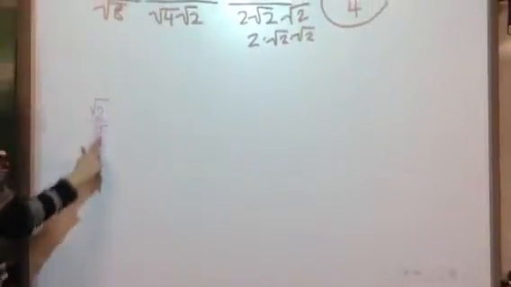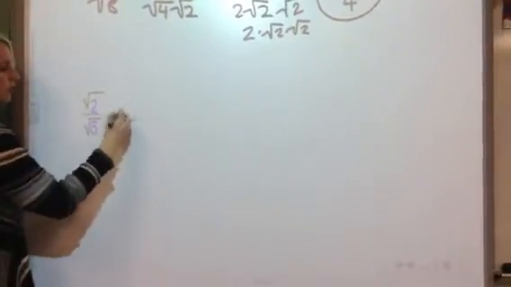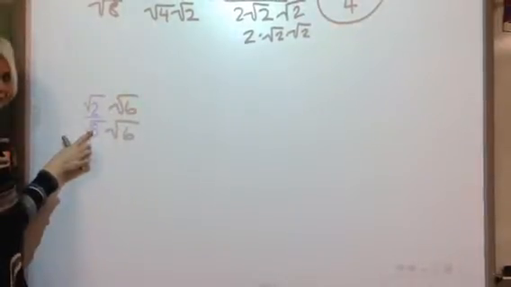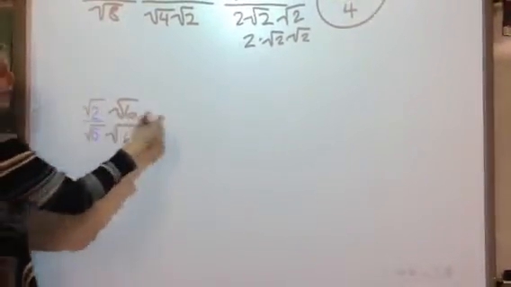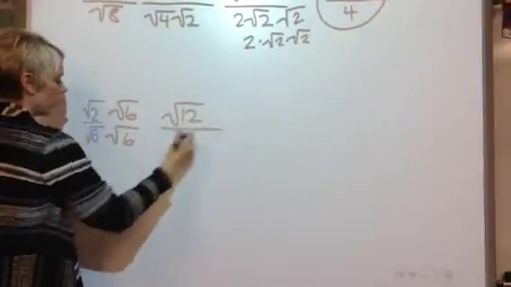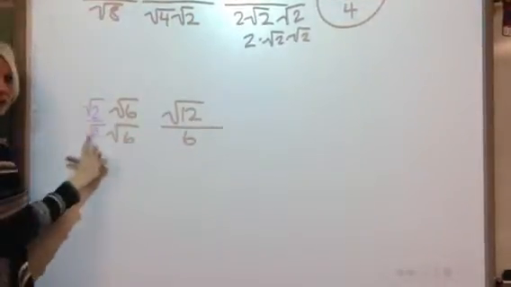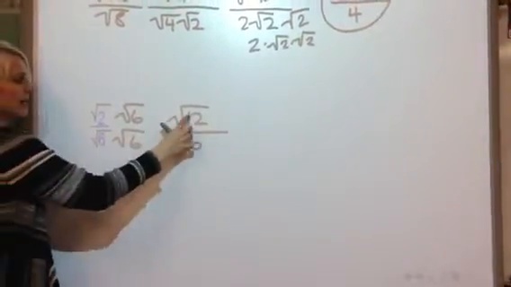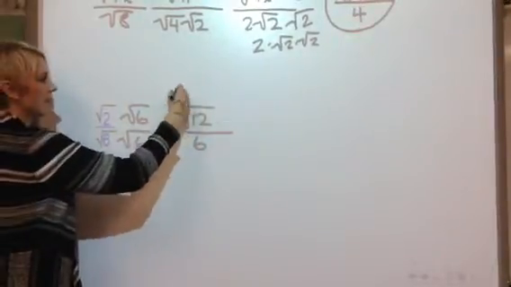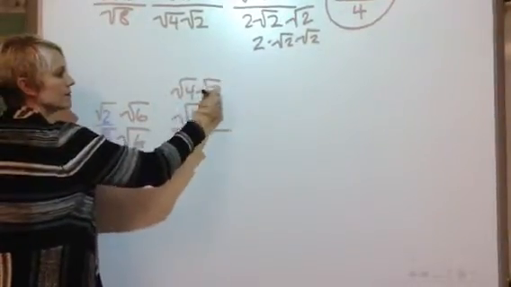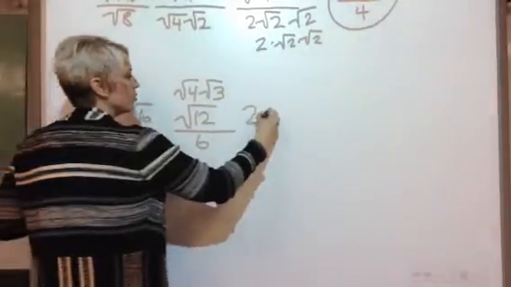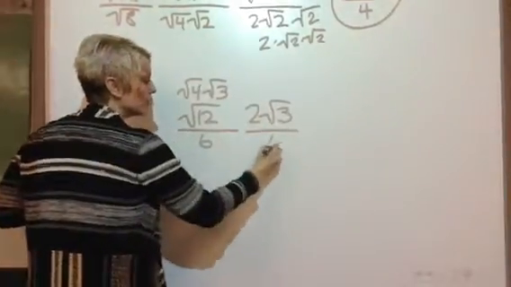We have radical 2 over radical 6. So we're going to go ahead and rationalize first because that can't be simplified. And we have radical 12 over 6, because this is radical 6 times radical 6. And then you think of 12, I can divide that by 4, and 4 times 3 gives me 12. So that would be 2 radical 3 over 6.